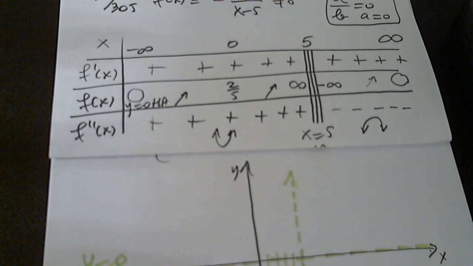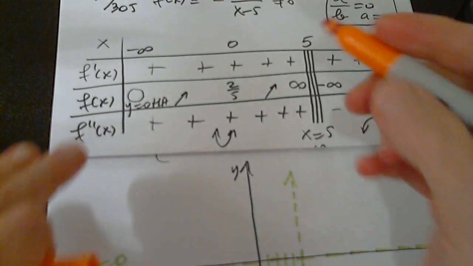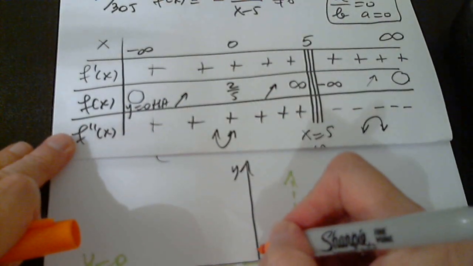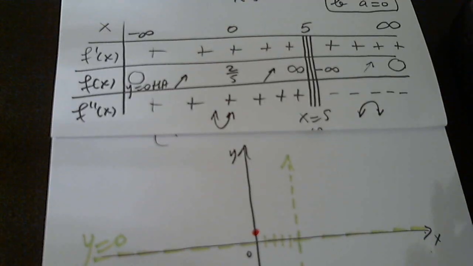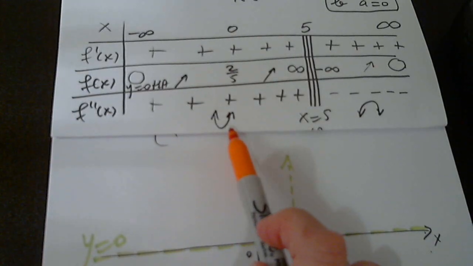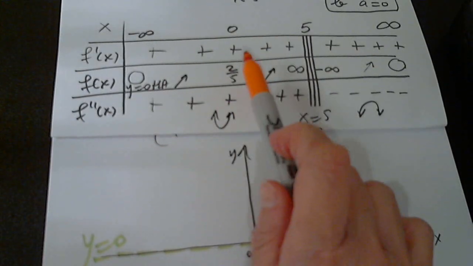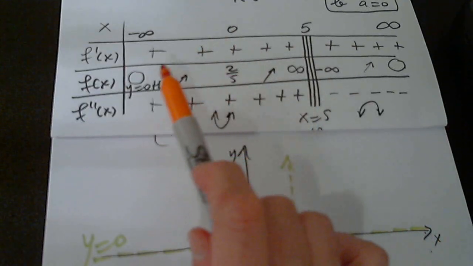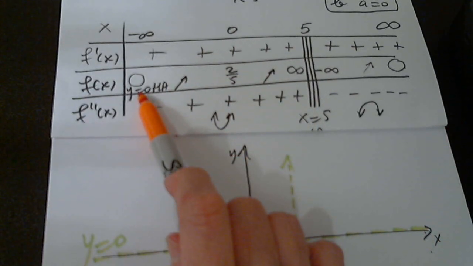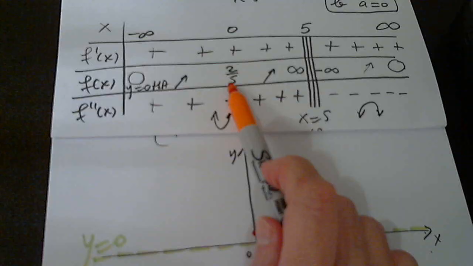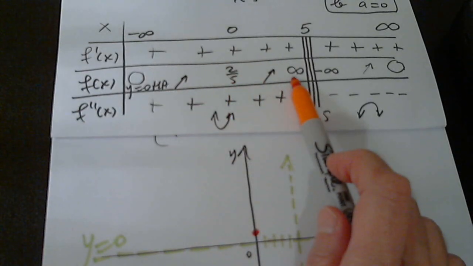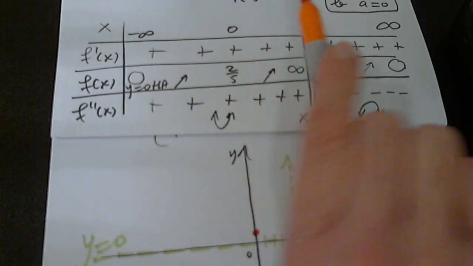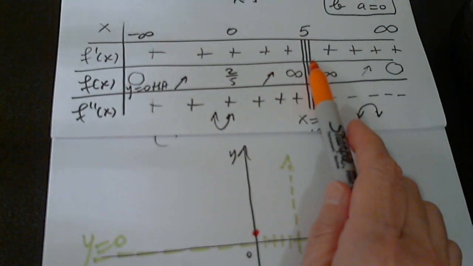Okay, now ready. Let's look at the points first of all. 0, 2 over 5, so it's a point here, and that's all I need. Ready? The function opens upward, is increasing, starting close to 0, crossing the y-axis, and approaching infinity on the left-hand side of the vertical asymptote.